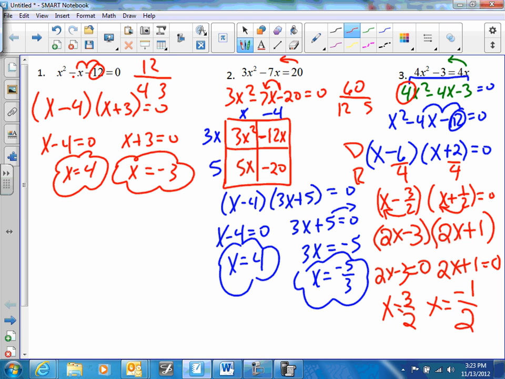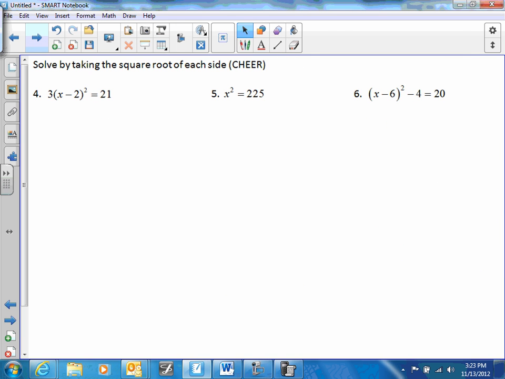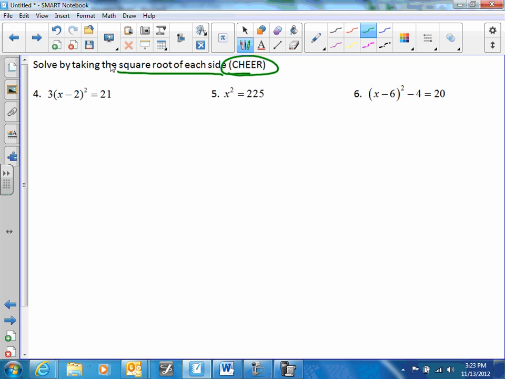Okay. Now let's go to problems 4, 5, and 6. Problems 4, 5, and 6 says take the square root of each side. This is our square root plus minus. Now on this one, a lot of kids are wanting to do this. You cannot do that. You cannot distribute into a square. So you have to divide everything by 3. You get x minus 2 squared equals 7.